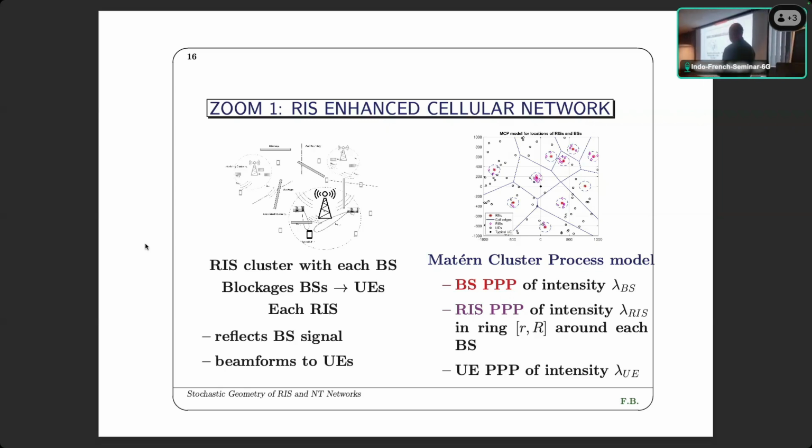I will just describe the case where the mother point process is the base stations, a Poisson point process with density lambda BS, and the RIS point process is a Matérn cluster point process in a ring around each base station, and there is a UE which forms yet another Poisson point process with density lambda UE. The RIS cluster is meant to circumvent blockages from the BS to the UEs, and there will be a collaboration between several RISs in order to cover a given user. And these RISs are supposed to be predefined toward the UEs.